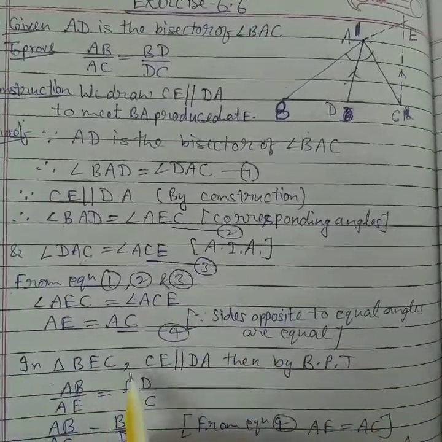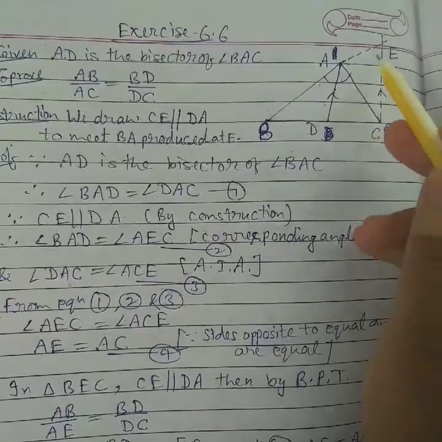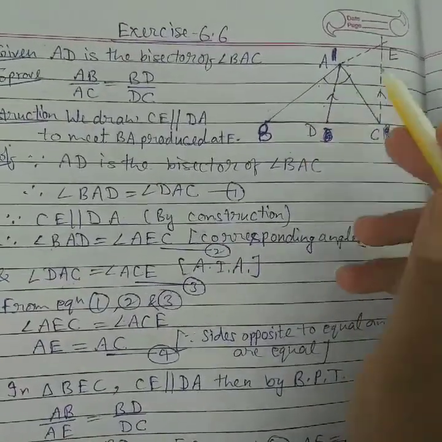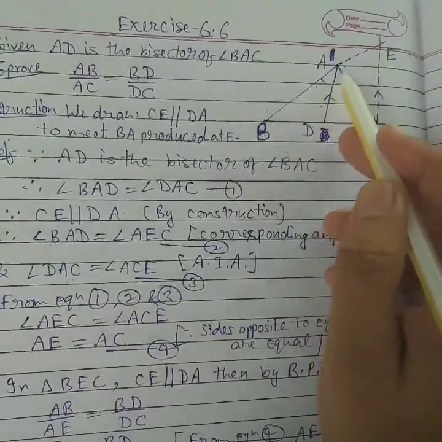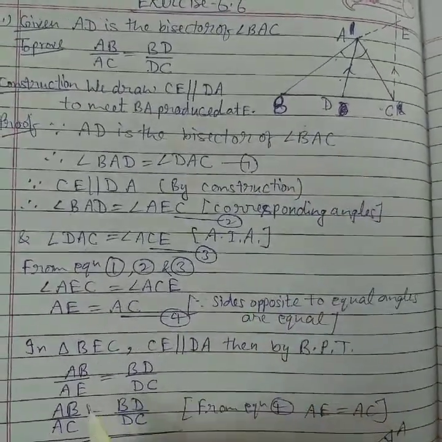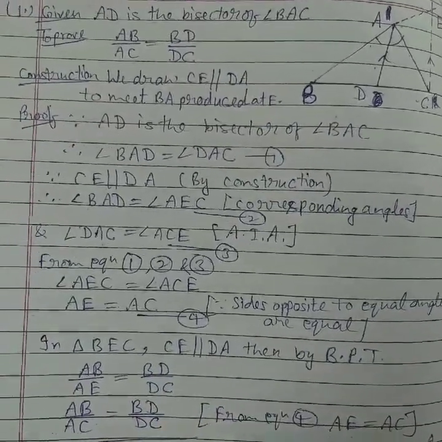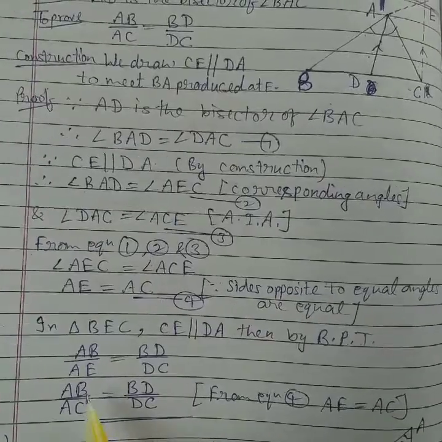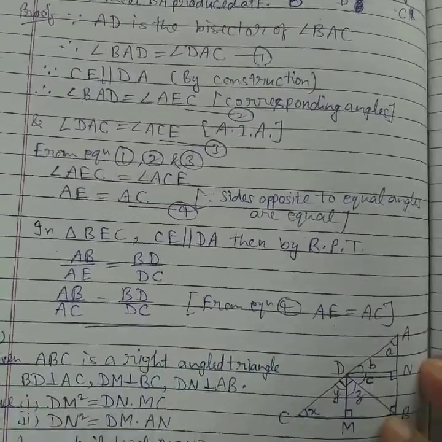Now in triangle BEC, CE is parallel to DA. In this whole triangle BEC, DA is parallel to CE, then by BPT we can write AB upon AE equals BD upon DC. Now in place of AE we can put AC from equation 4. So we will get AB upon AC equals BD upon DC. Now move to question number 2.